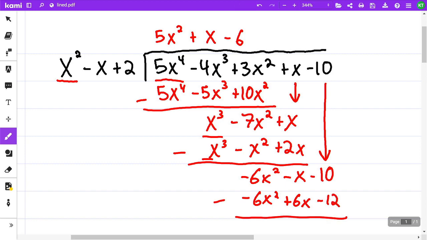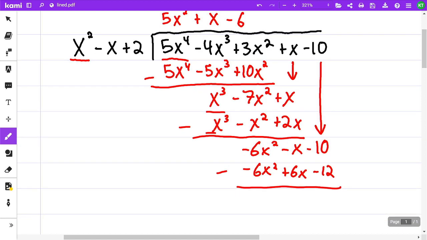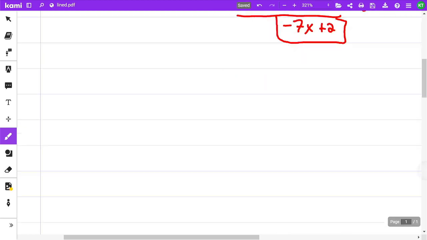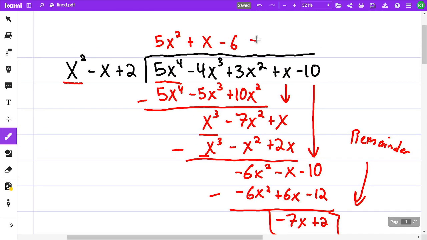I'm going to go ahead and subtract one last time. And I will get x minus 6x will give me negative 7x. And then that will give me a plus 2, because negative 10 minus negative 12. And so I have a remainder here of negative 7x plus 2. And so then we'll just put that on top here. So minus 7x plus 2 divided by x squared minus x plus 2.